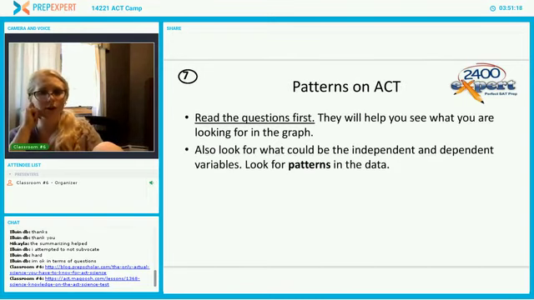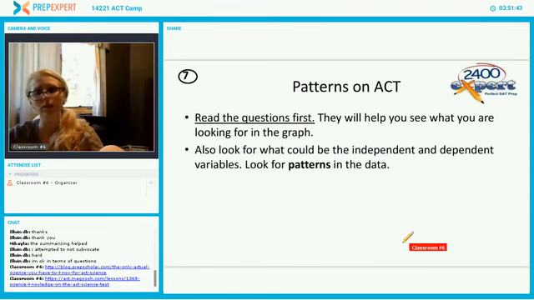So read the questions first. Like we said, they'll help you see what you're looking for in the graph or in the chart or in a table. Basically, reading the questions first is going to tell you what you need to be looking for. And that's why we answer the specific questions first, and then we'll go on to answer the more broad-based questions. All right. So read the specific questions first. You'll answer the specific ones before you answer the broad-based questions.